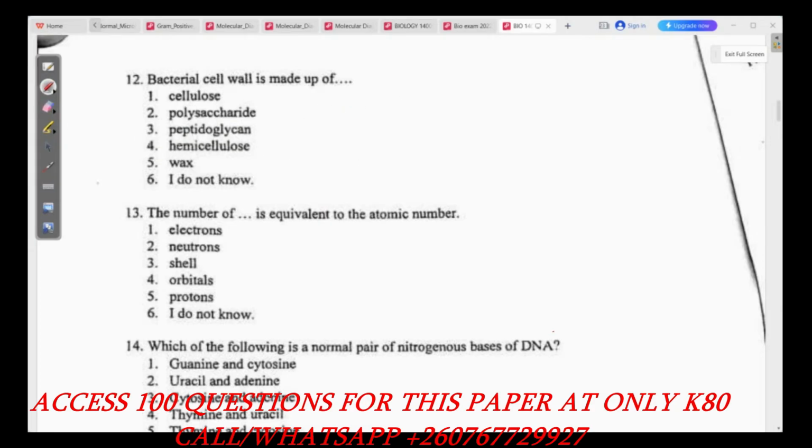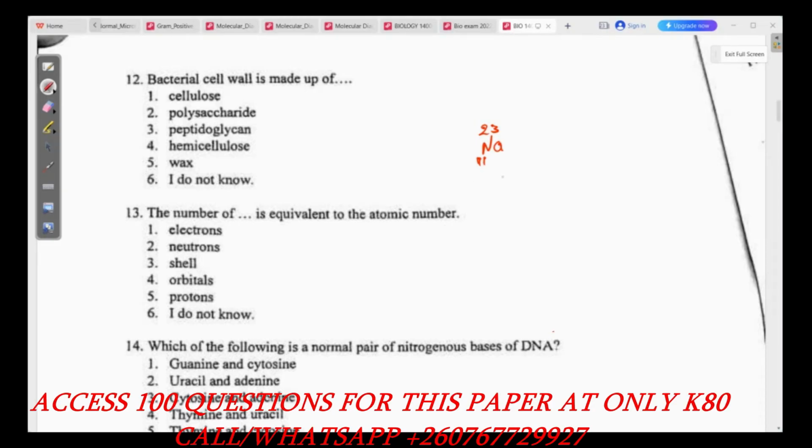Then 13. The number of dash is equivalent to the atomic number. So what is the atomic number of an atom? If I give you, let's say, sodium, sodium has a mass number of 23. The number that you see down there is the atomic number. So the atomic number of sodium is 11. So it's saying the number of dash is equivalent to the atomic number.